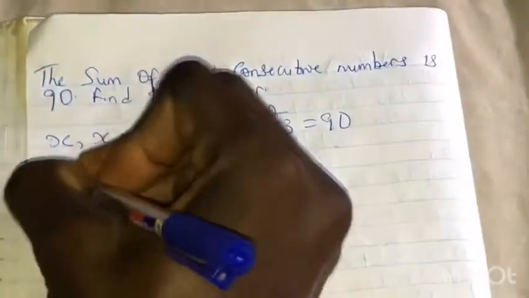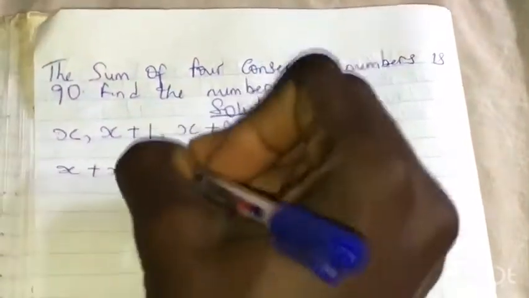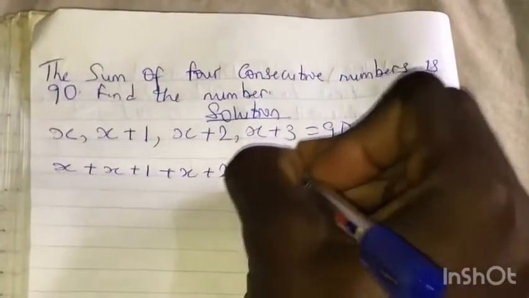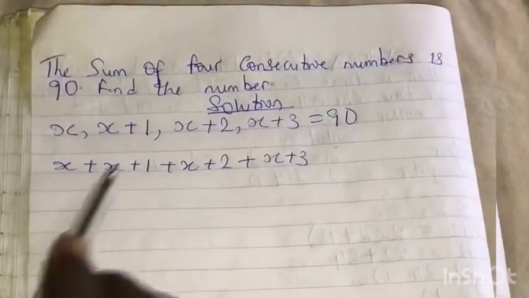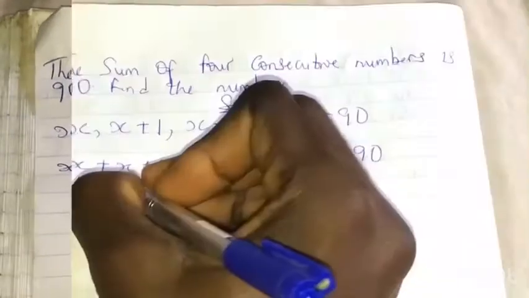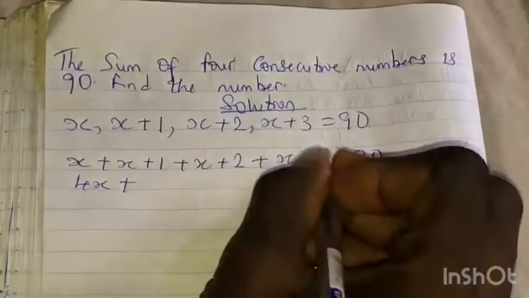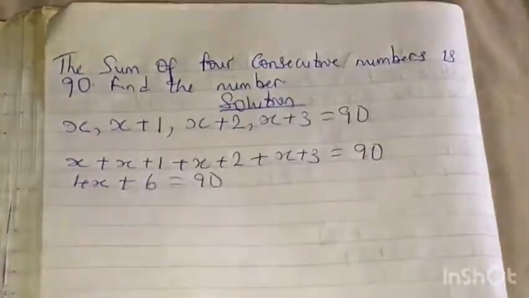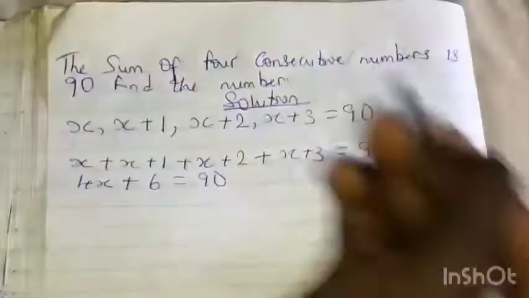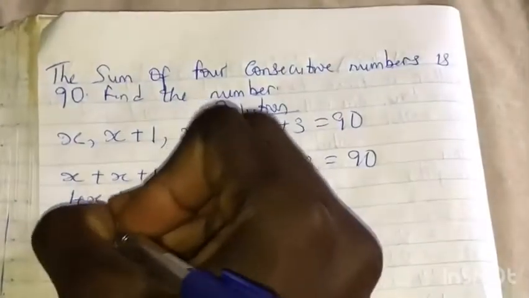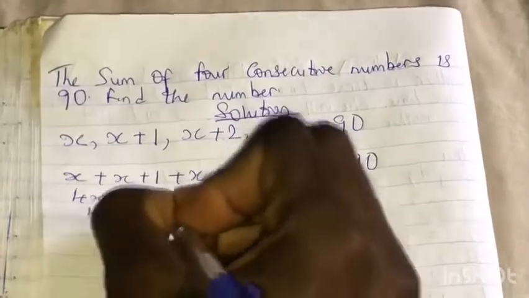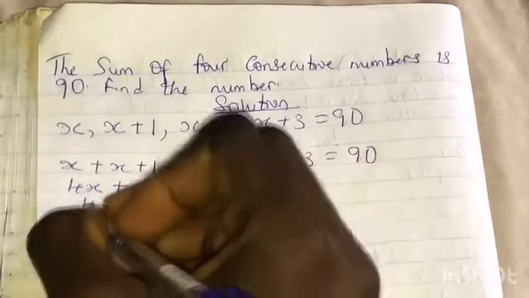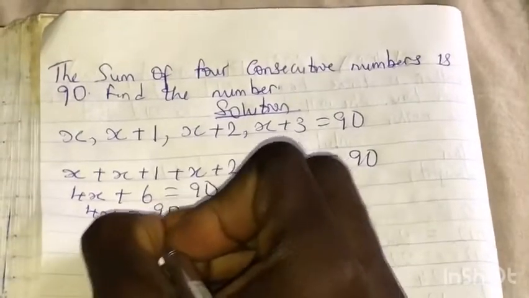So that would be x plus 1 plus x plus 2 plus x plus 3. So we have how many x? We have 4x, plus 1 plus 2 plus 3. That is 6, which is equal to 90. So you subtract 6 from both sides. Therefore, 4x is equal to 90 minus 6, which will give us 84. 4x is equal to 84.